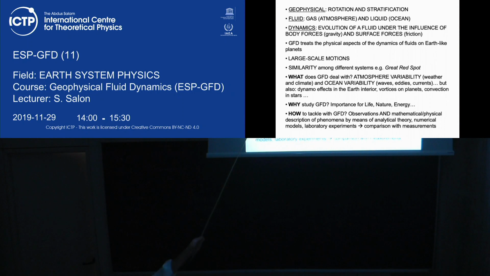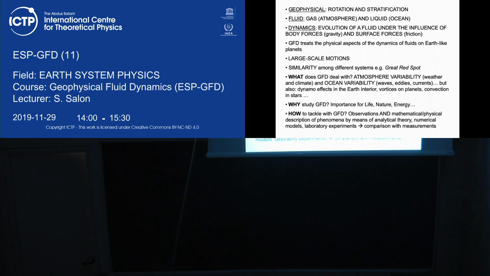So all the phenomena, or most of the phenomena that you can see in the atmosphere and in the ocean, of course, they are affected by this kind of force. And so we can say that GFD treats the physical aspect of the dynamics of fluids on Earth-like planets. That's why we say Earth-like, because we can also study Jupiter or Saturn or Mars or whatever. Also on Mars, they are finding a lot of weather phenomena which are very similar to our planet.